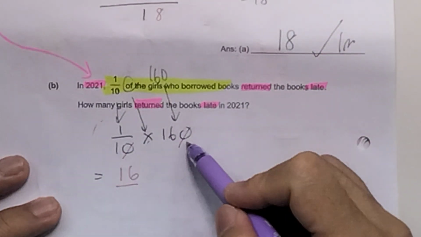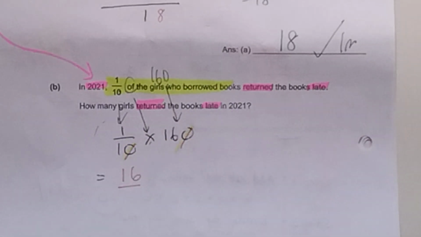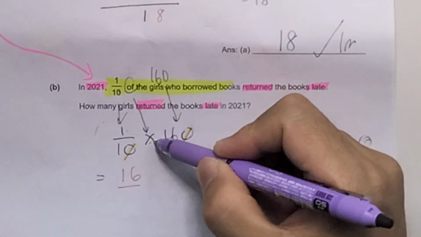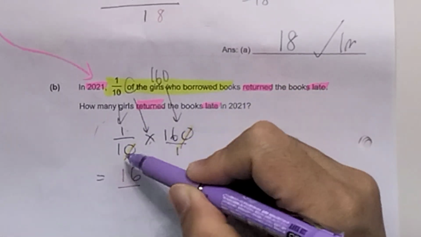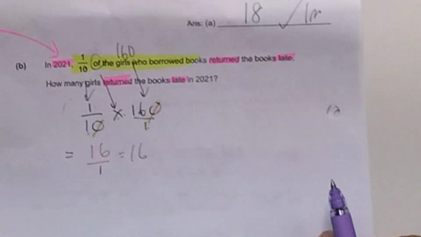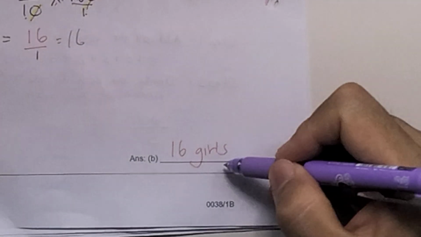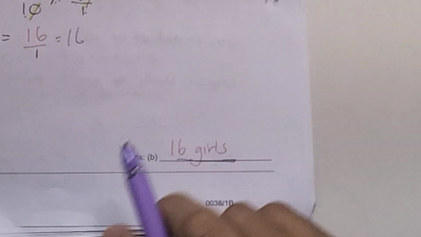So 1/10 times 160. I divide by 10, I cancel away the 0. So I'm left with 1 times 16. Below here is 1, right? So 1 times 1 is just 1, is nothing. So it's just 16. So 16 girls returned the books late in 2021. Don't forget to write the answer in the answer blank given to you as well.